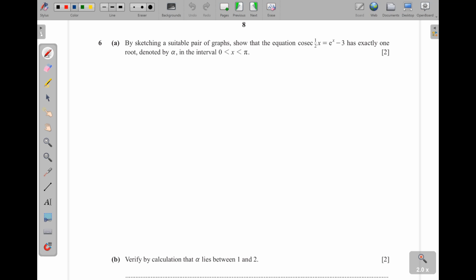Okay. Part A, by sketching a suitable pair of graphs, show that the equation cosec of a half of x is equal to e to the power of x minus 3 has exactly one root denoted by alpha in this interval here. So this actually means that when you draw the two graphs, maybe one is going like this and then another one like that, they meet at one point. So where they meet, that is actually the root of that given equation.